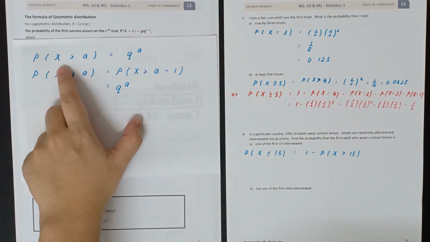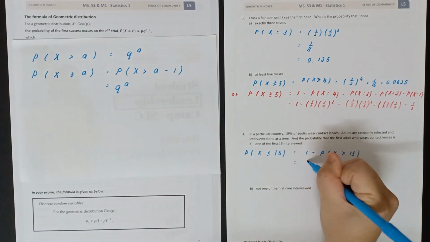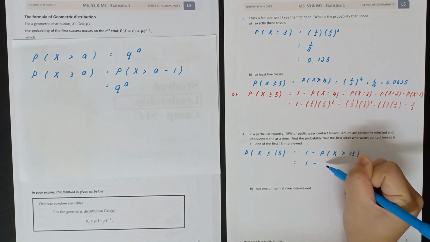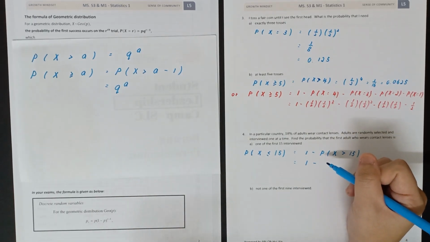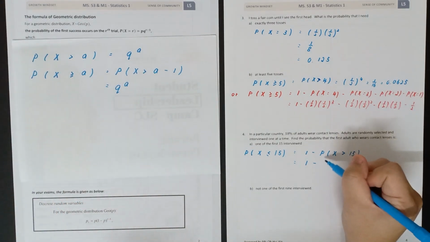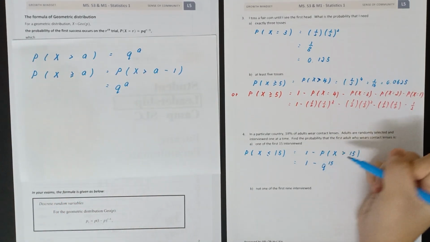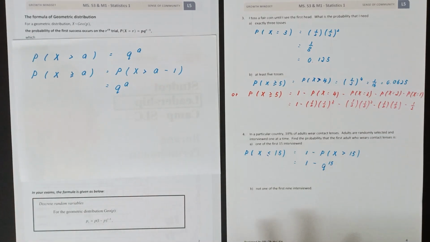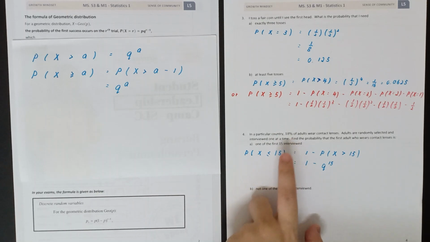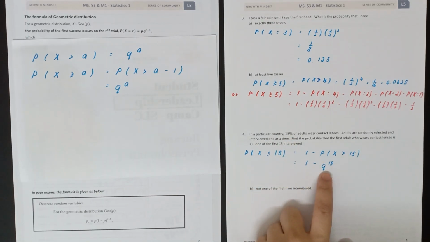Then you see, we now have the same thing. What does that mean? What doesn't happen is that you fail to get your first success within the first 15 people that you interview. So that's why it's q to the power of 15. Let me repeat: the probability of getting a success in the first 15 interviews is 1 minus the probability that all 15 people you interviewed at first were failures. That is what doesn't happen.